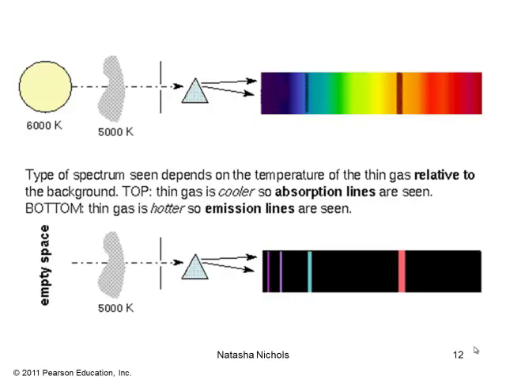If you take a look at the bottom part of the picture, if we have empty space on the left, and between the empty space and us, we have a hot gas, something that's hotter, let's say 5,000 Kelvin, then the end result is emission lines. So we end up seeing an emission spectrum.